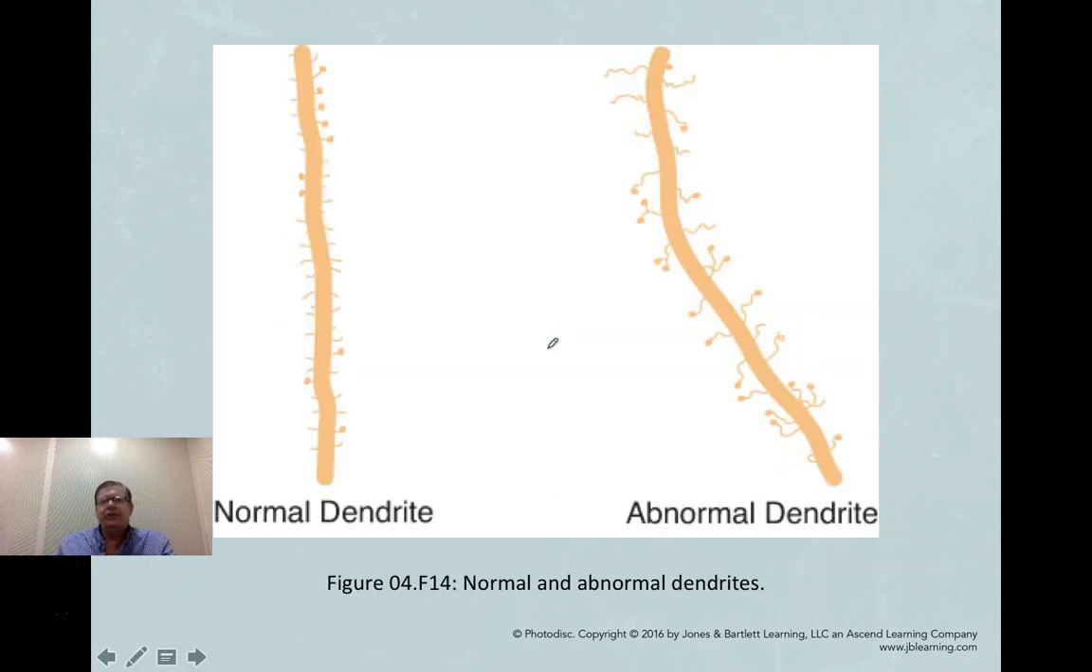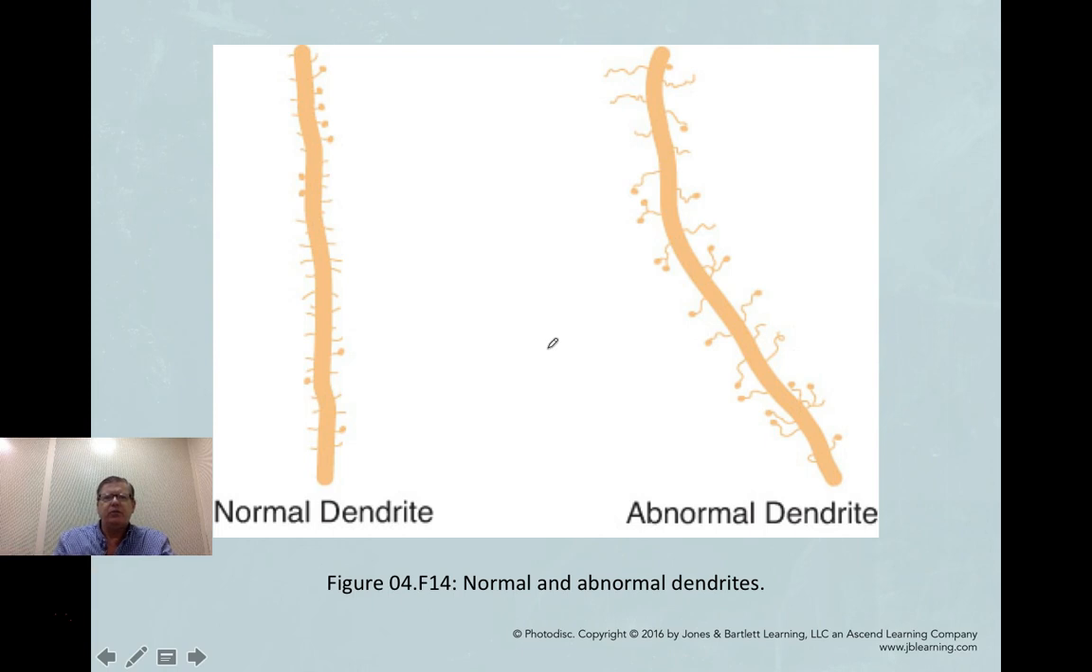So now I'd like to turn to discuss the differences in structure in the neuronal system and what that tells us about some types of neuropathology. Let's begin with the dendrites and how a typical or normal dendrite would look compared to an abnormal dendrite that we sometimes see in certain cases of neuropathology.